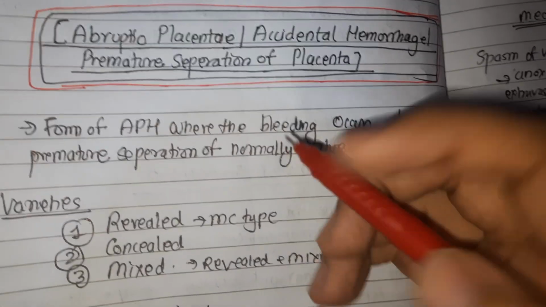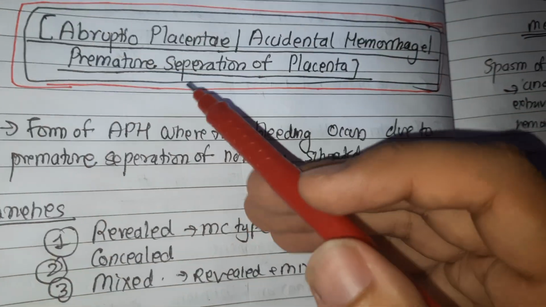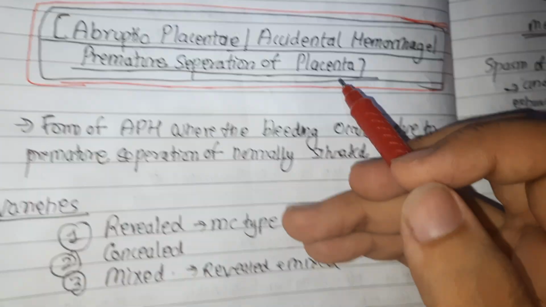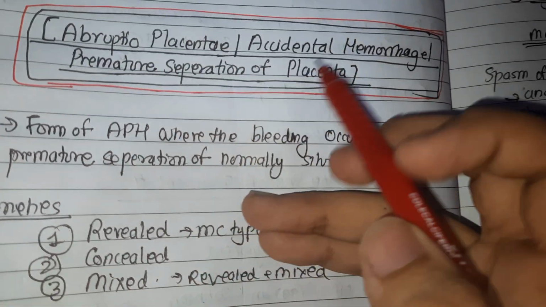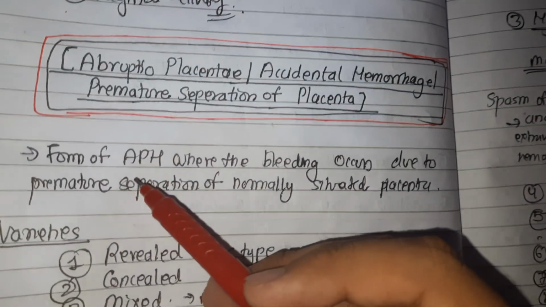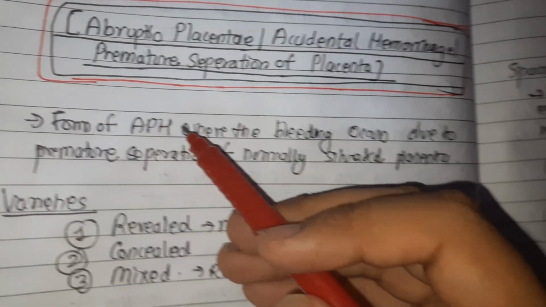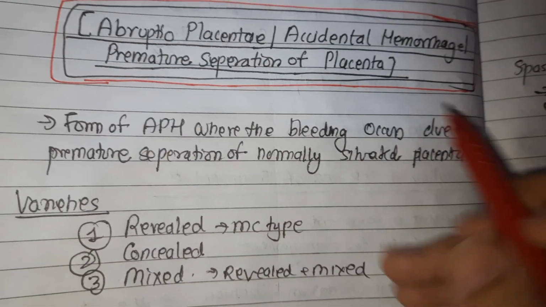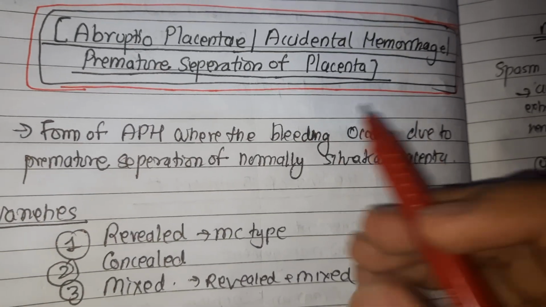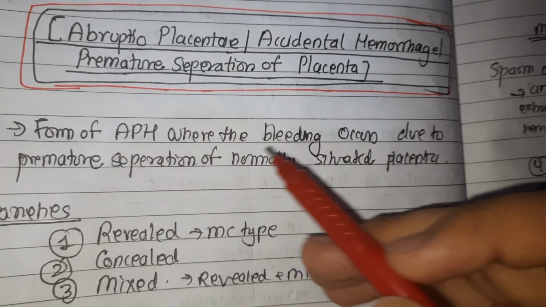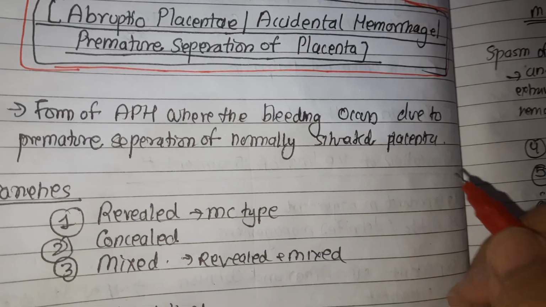So what is Abruptio Placenta? It is also known as accidental hemorrhage, or also known as premature separation of placenta. And the definition clears by itself: the premature separation of placenta. So abruptio placenta is a form of APH, antepartum hemorrhage, where the bleeding occurs due to premature separation of normally situated placenta.